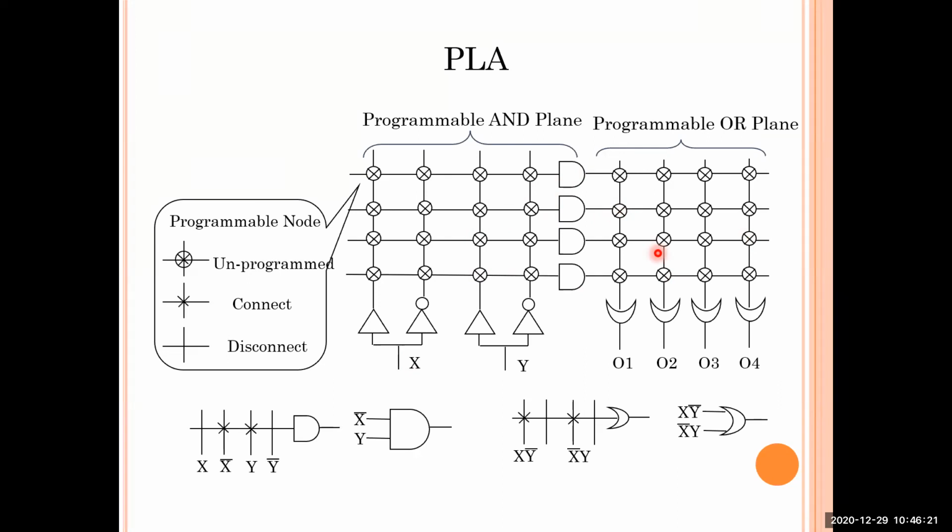Okay, sir. So ultimately, for example, here we have kept xy bar plus x bar y, sir. Plus is the operation performed by OR gates, right, sir?